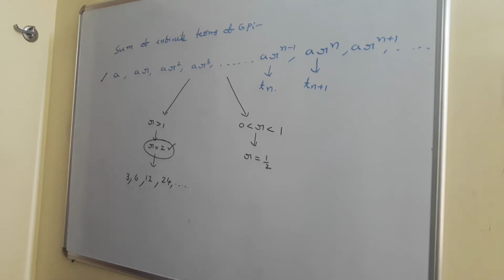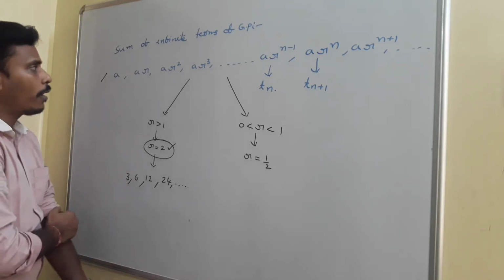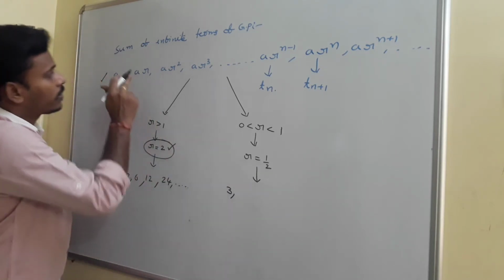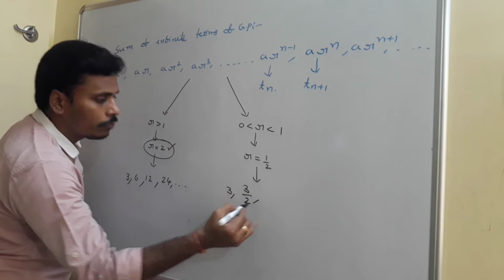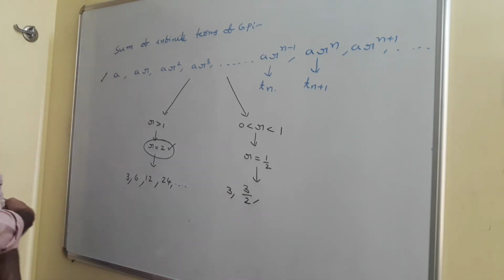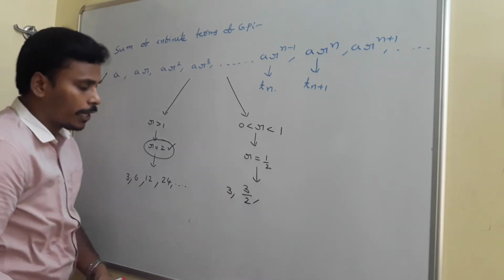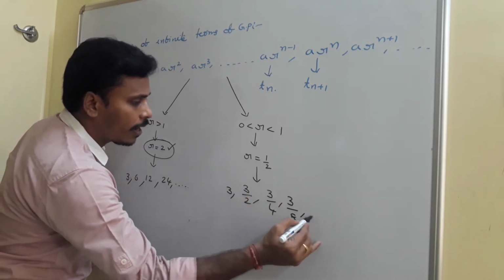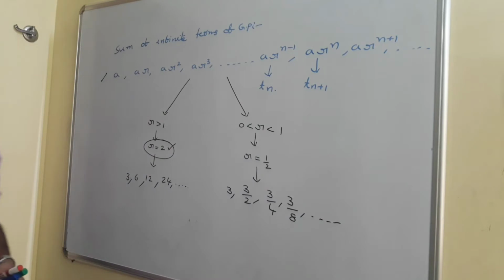Right? And in the other case, if the value of r is 1 by 2, then what is your sequence? If the first term is 3, the second term is AR, means 3 by 2. The third term is AR square, so you need to multiply 3 with 1 by 2 square, means 3 by 4, and then 3 by 8, and so on. Look at these two sequences.